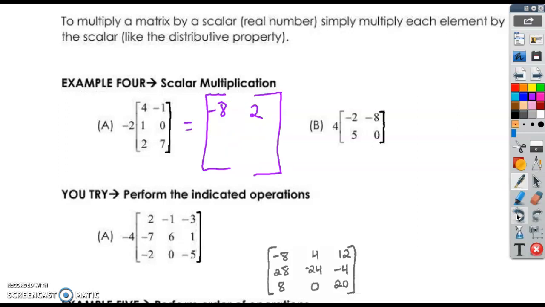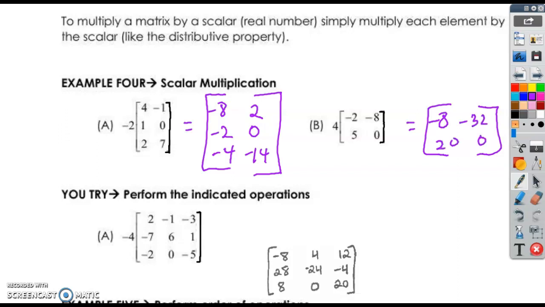Negative 2 times 1 is negative 2. Negative 2 times 0 is 0. Negative 2 times 2 is negative 4. Negative 2 times 7 is negative 14. Okay, so this one, again, same order. It's a 2 by 2. 4 times negative 2, 4 times negative 8, 4 times 5, and 4 times 0, 0.